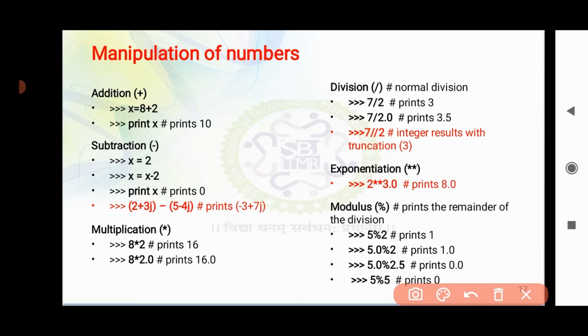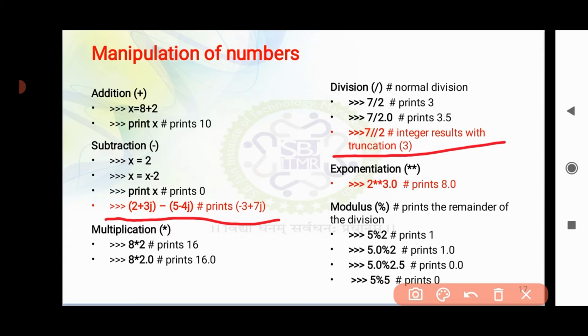Now if you see this particular expression, 2 plus 3j minus 5 minus 4j, if you have to execute it, what result should it give? 2 minus 5 is minus 3, then 3j plus 4j is 7j. So the result will be minus 3 plus 7j. Now coming to 7 divided by 2: double division gives you the truncation, and hence the result is given as an integer value, that is 3.